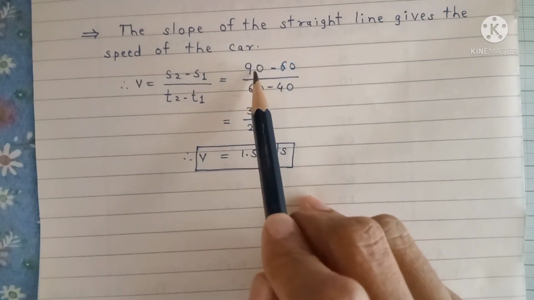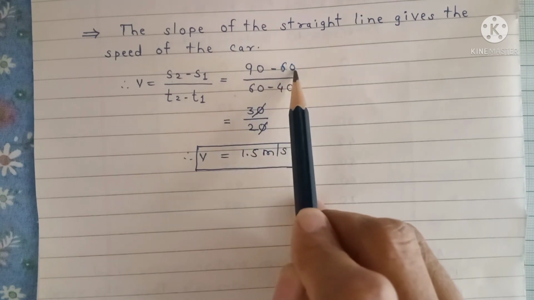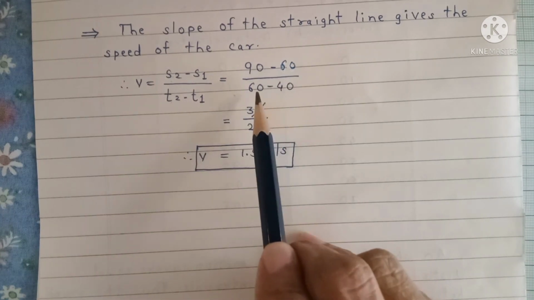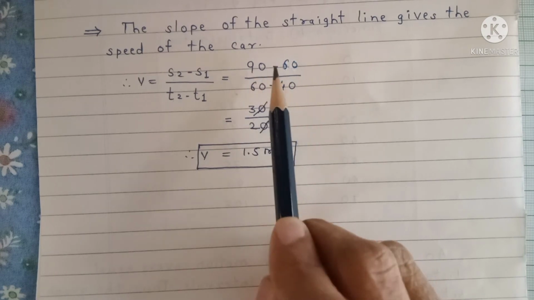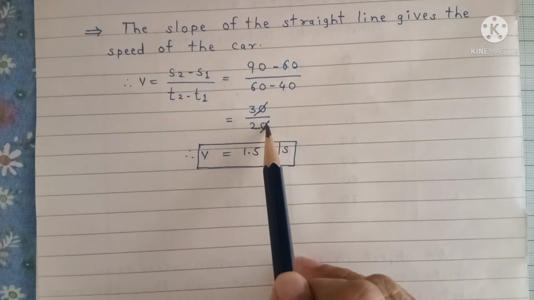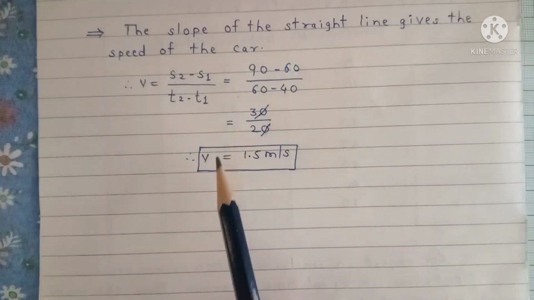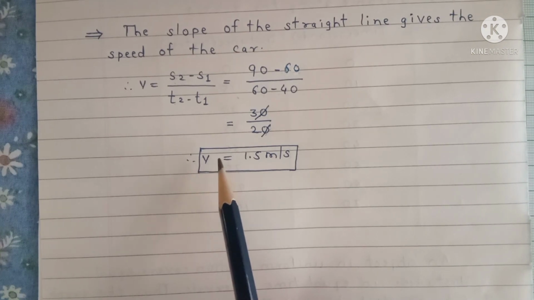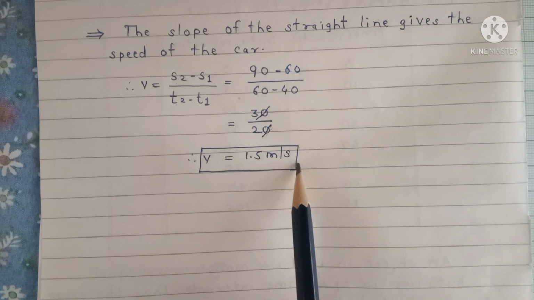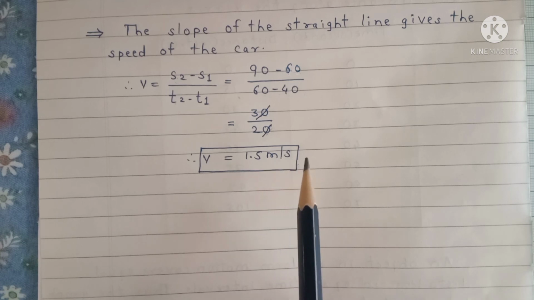So from the readings, the distance is 90 minus 60, and for t2 minus t1 we have to subtract both timings, that is 60 minus 40. 90 minus 60 comes to 30, and 60 minus 40 comes to 20. So we divide 30 upon 20. Then we get the answer, children: velocity or speed is equal to 1.5 meters per second. So the speed of the car will be 1.5 meters per second.